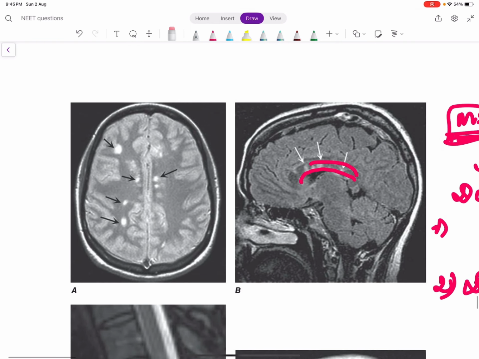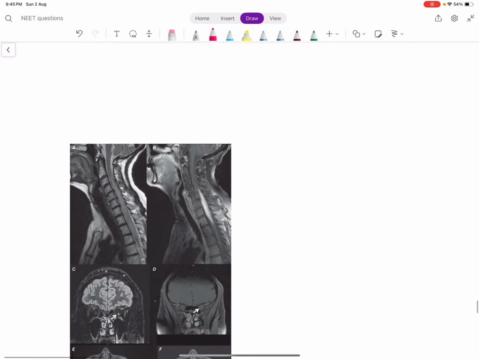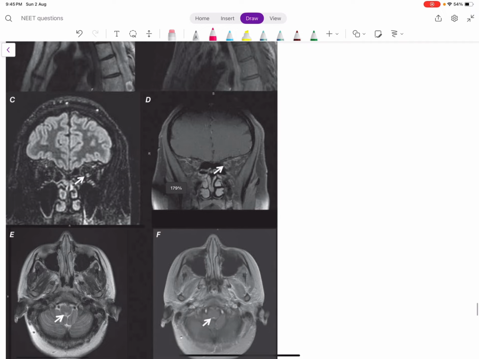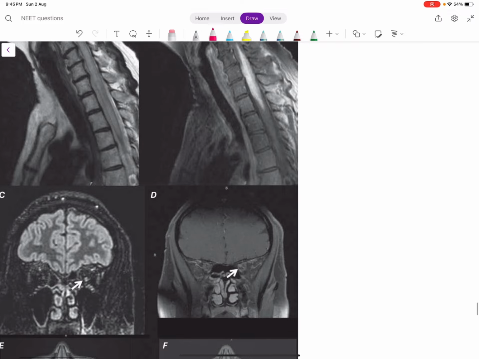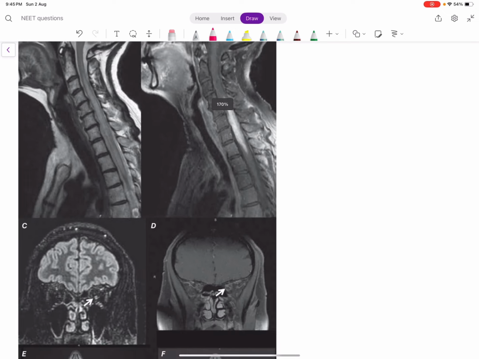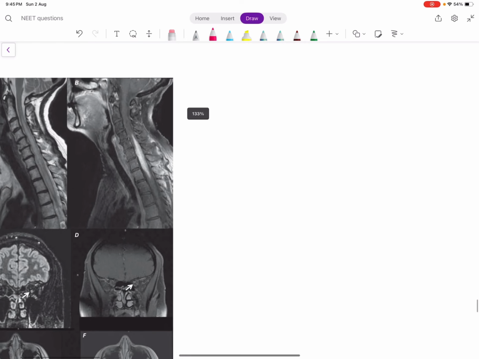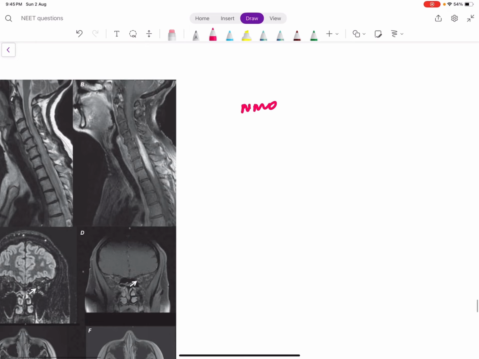See, this very bright are the new lesions. This dull white is the old lesion. So there is dissemination in space and time. Whereas you can see in this MRI, there is dissemination in space, but there is no dissemination in time. Okay, so this will be neuromyelitis optica.